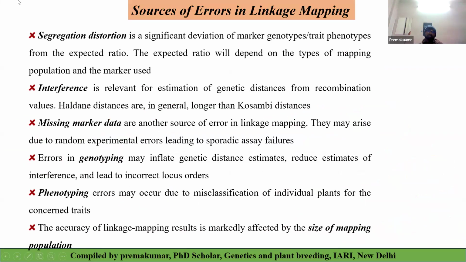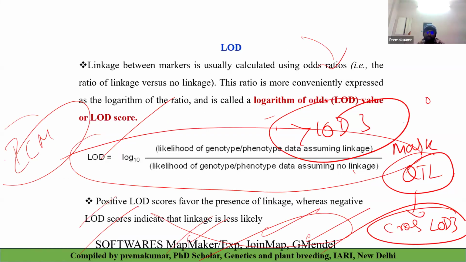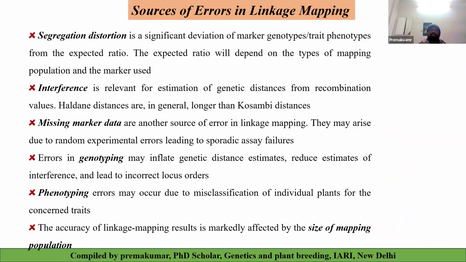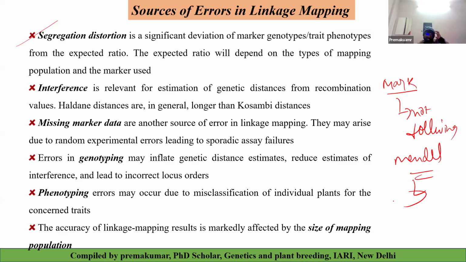Then where will we get error? Everything is fine: your genotype, your phenotype, you use software, you get QTLs. But where will you get an error? Segregation distortion. For example, I showed that if any marker is not following Mendelian inheritance, there will be a segregation distortion, because Mendelian inheritance is the main assumption in Mendel's laws. We discussed in detail what segregation distortion is.